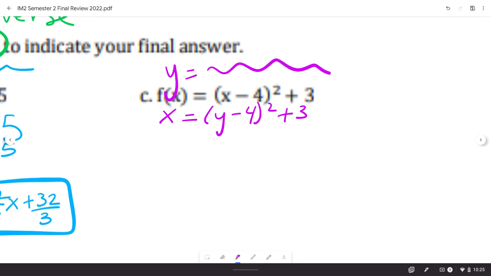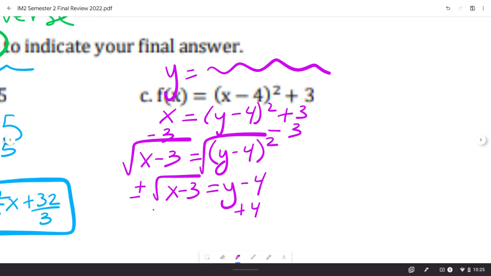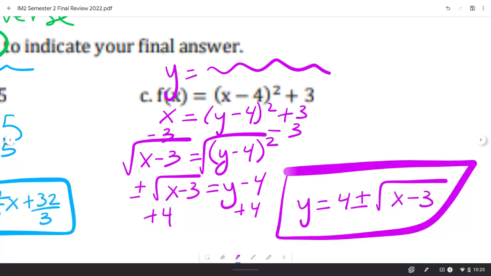You're going to go from the outside in, so I'm going to subtract 3 first. The opposite of a squared is a square root. So I'm going to go ahead and take the square root of both sides. Now, when you take the square root, you're supposed to put plus minus. And then the last thing I got to do is just add the 4. So I've got y equals 4 plus minus the square root of x minus 3. And I got to change my notation. So instead of y, I'm going to write f negative 1 of x.